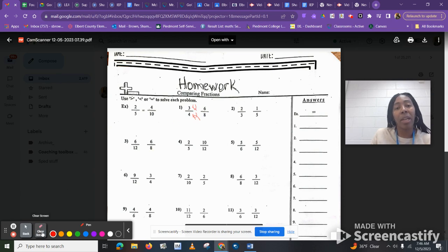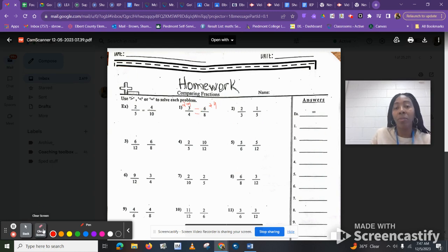And then I could go back and check it by cross multiplying if I wanted to. So 4 times 6 is 24, and 3 times 8 is also 24. So these two fractions are equivalent, or equal. So your equal sign would just go there. Don't worry about putting it over here on this side.